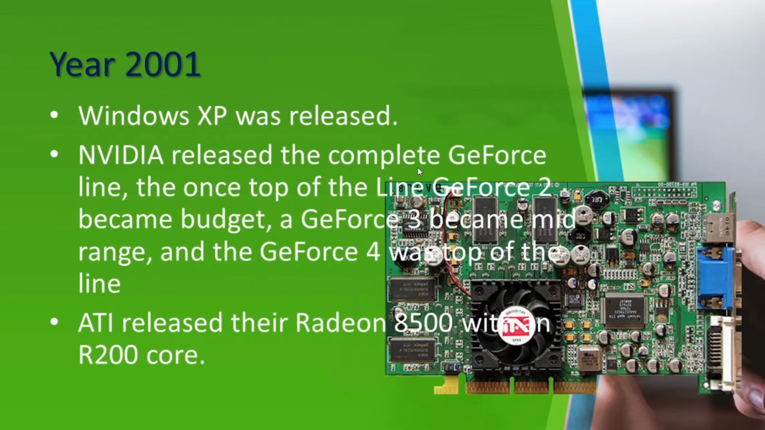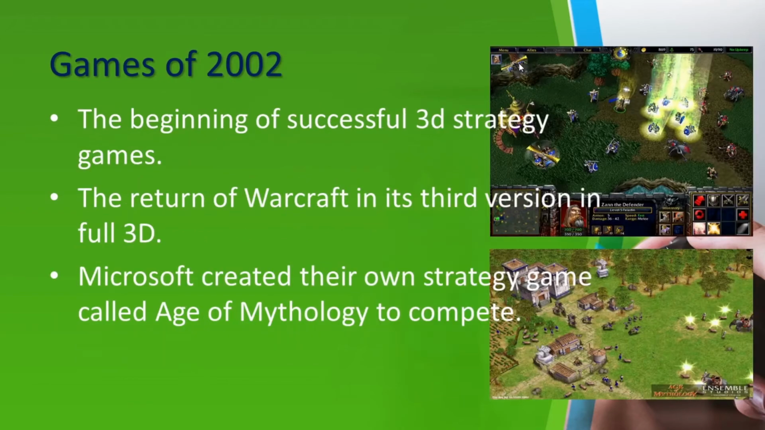Windows XP was released. NVIDIA released a complete GeForce line. The GeForce 2 became the budget option, the GeForce 3 became mid-range, and the GeForce 4 was top of the line. ATI released their Radeon 8500 with an R200 core.